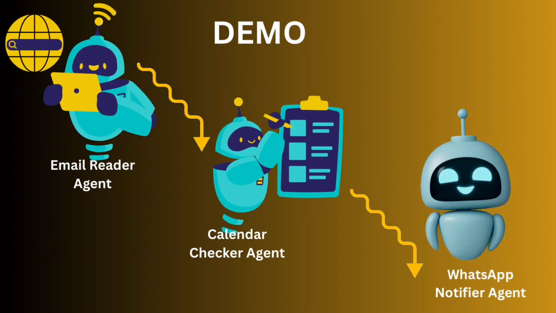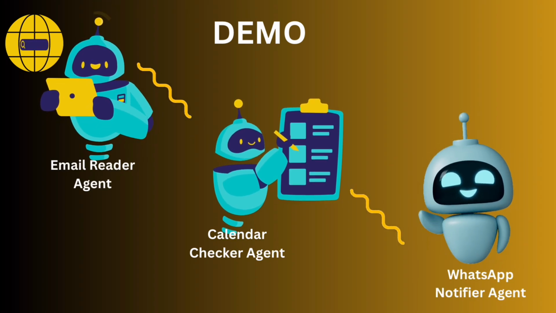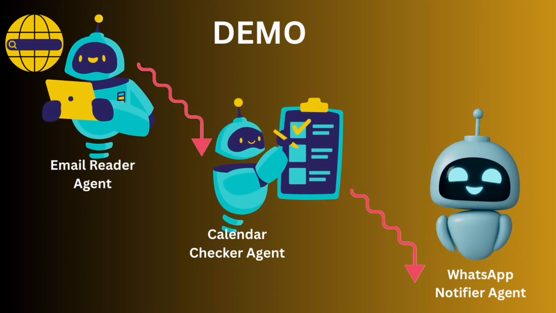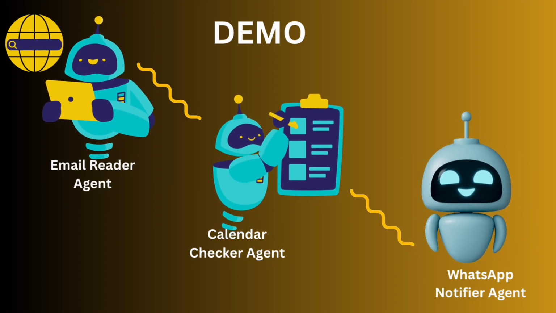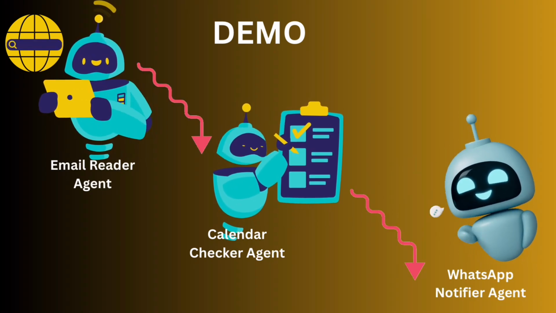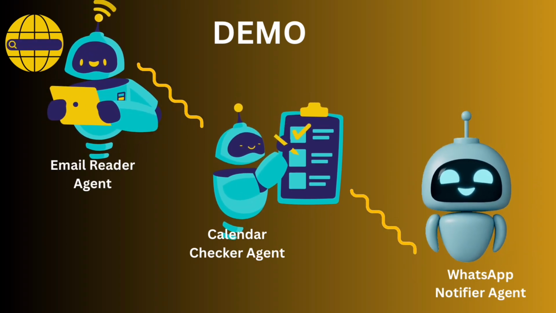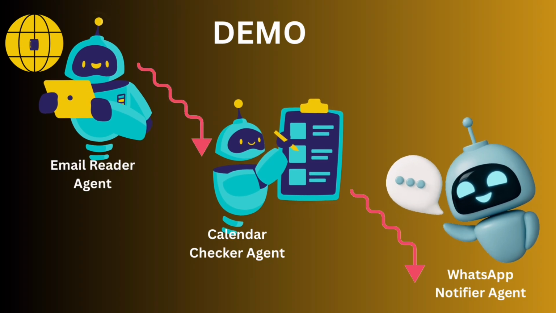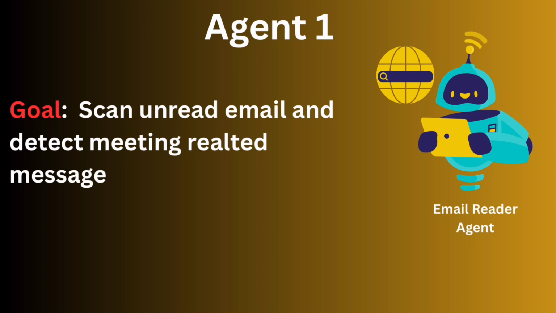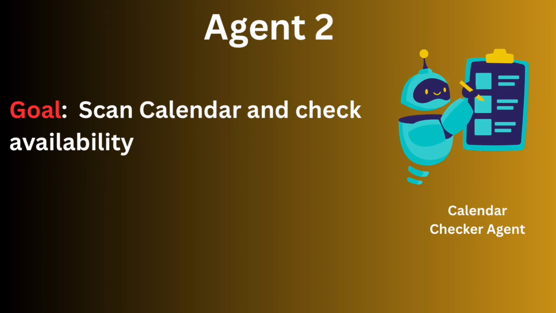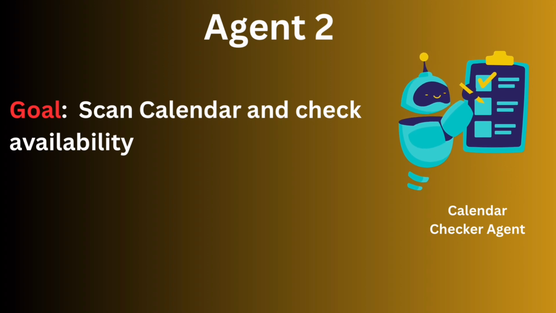In this demo, I have created three different agents using Python and smolagents, a lightweight agent framework. The first agent is going to check for unread Gmail messages and detect if there is a meeting request. Then it will pass it to the calendar agent to check for availability. In case the availability is there, we notify using the notifier agent in a WhatsApp message. The goal of agent 1 is to scan unread email and detect meeting-related messages. And the goal of agent 2 is to use the calendar API to scan the calendar and check for availability.